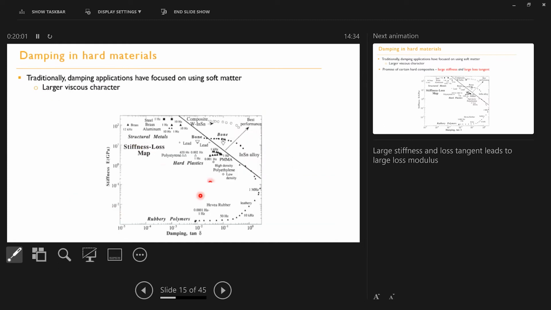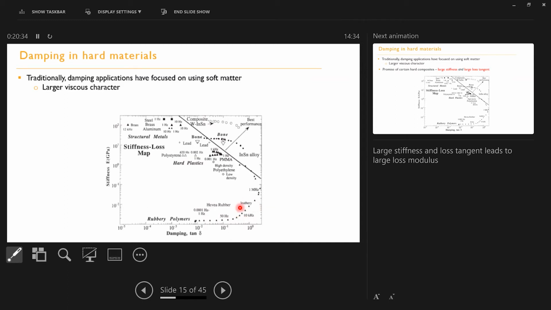So this is what is called an Ashby plot. In materials science, such a plot shows two properties. For instance, here the stiffness along the y-axis and the loss tangent along the x-axis. And there are various materials listed in this plot. If you think of materials that are soft in nature, like rubbers or polymers, typically they do not have very high stiffness. They have very low stiffness, but they are very viscous in nature. These polymer chains are very viscous.